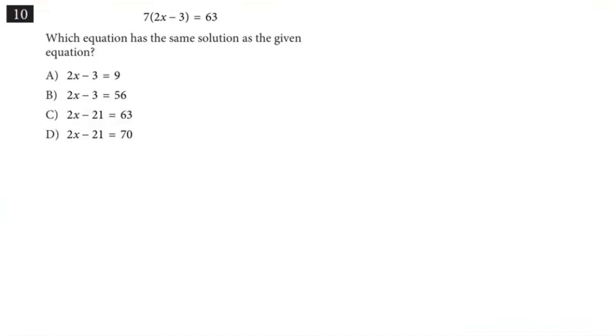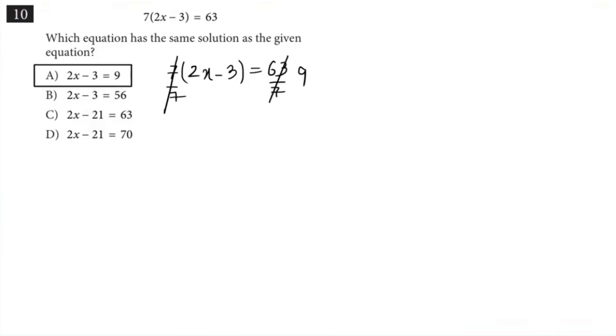Question 10. So we can see this linear equation, 7 times (2x minus 3) equals 63. Which equation has the same solution as the given equation? Look at the answer options. They haven't given any solution, but it's just a rearrangement of the given equation. So you can pick the actual equation and divide both sides by 7, and this will give you 9. So 2x minus 3 equals 9. A looks like the correct answer.